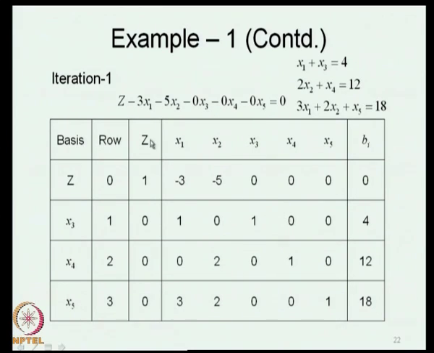Then we have how many rows? 4 rows, 1 corresponding to z and 3 corresponding to each of the equations. So, we write row, and for z we nomenclate it as row 0, and row 1 corresponding to this, row 2 corresponding to this, and row 3 corresponding to this. So, you have row 0, 1, 2 and 3.